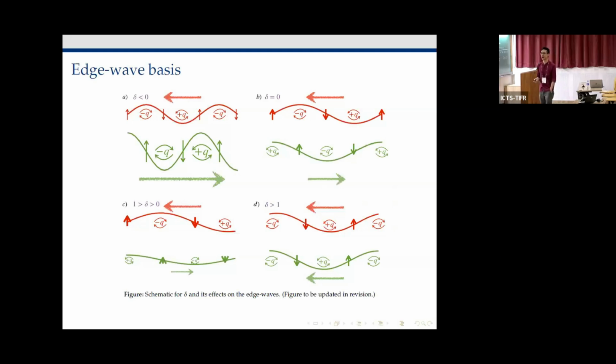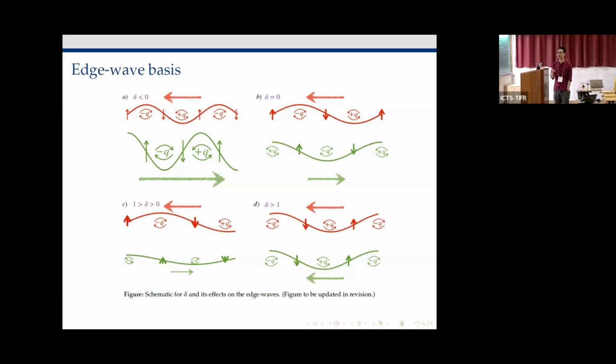All right, so the updated, let me give you an overview of what I think is actually going on in terms of edge waves. What is the slope doing? So the key one is this one. If you understand this one, I think the other ones are okay.